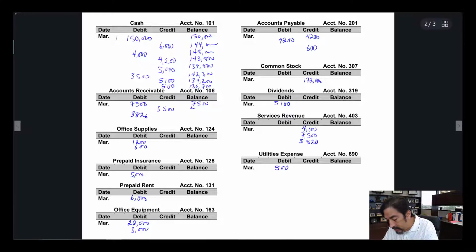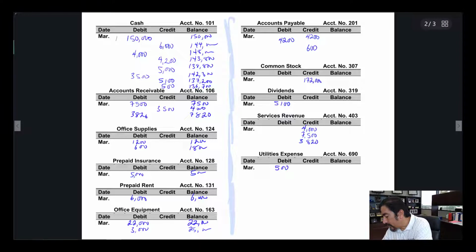Start off with $7,500, drop it down to $4,000, and then raise it up to $7,820. Start off with $1,200 and then raise it up to $1,800. So I'm not going to do this for all of them, but just so you know what it should look like. 25. And then all of these are on the asset side, so they all have the normal debit balances.